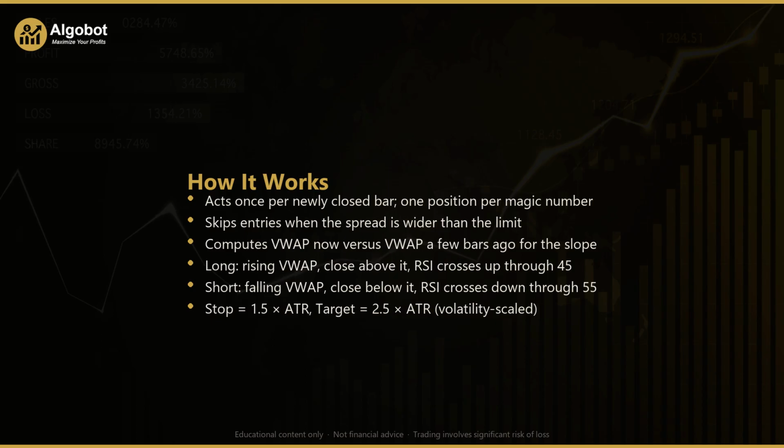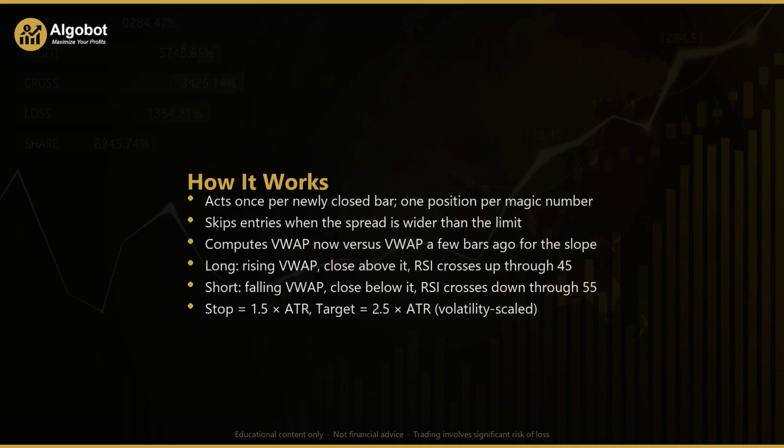Next, the strategy computes the two Vwap values, one for the current window and one ending 5 bars earlier. From these it derives the slope. For a long setup, the Vwap must be rising. For a short setup, it must be falling. Now the RSI timing comes into play.